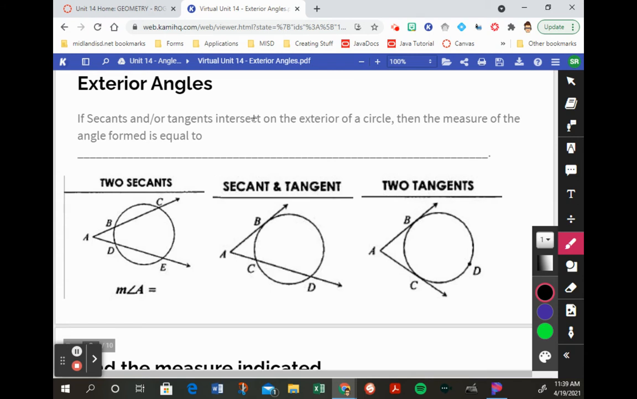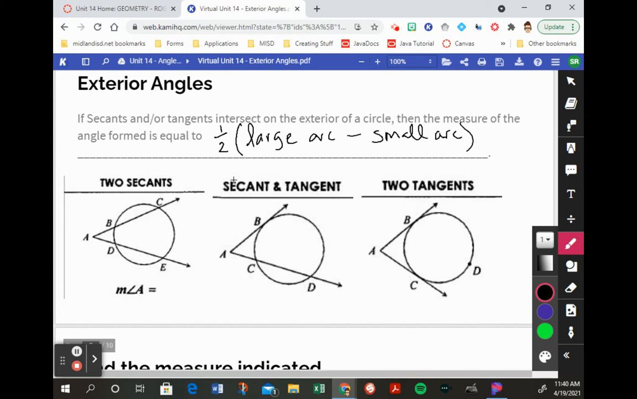If secants and/or tangents intersect on the exterior of a circle, then the measure of the angle formed is equal to 1/2 the difference of the large arc minus the small arc. Now, if you recall, internal angles, you had to add them. This time we're subtracting, and you have to do it in the right order, large minus small.